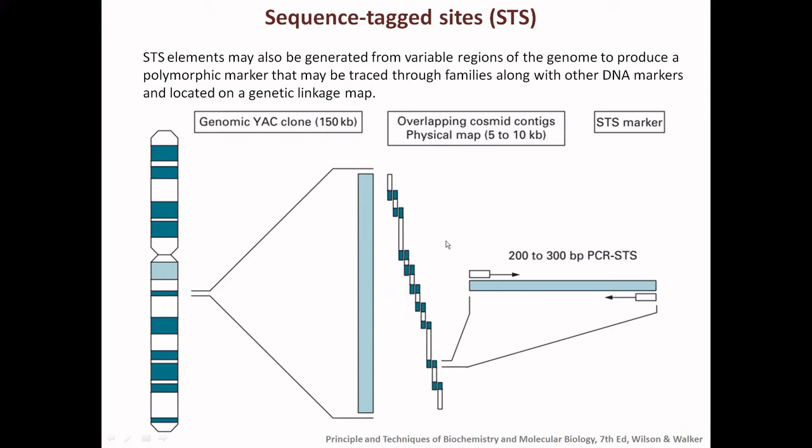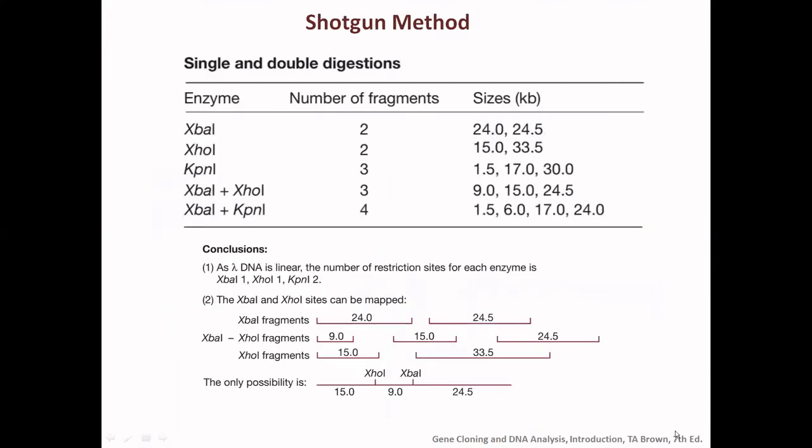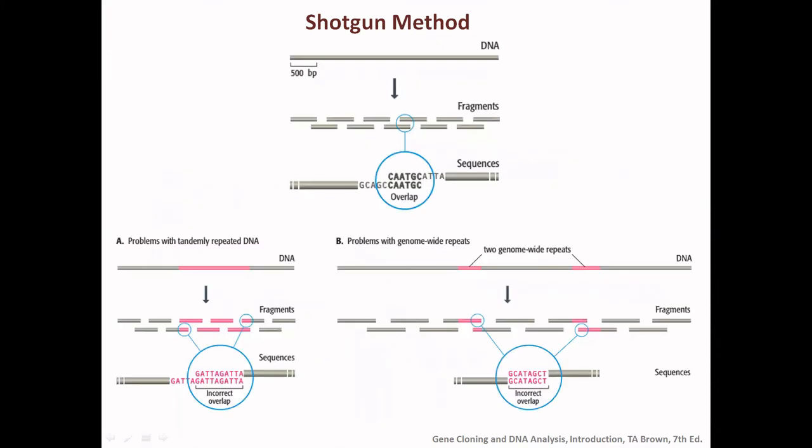Okay, so this is the chromosome. As we have seen, in genomics the chromosome library is stratified into overlapping cosmids of 5 to 10 kb, and by primer extension we sequence this area. This shows the single and double digestion by the enzymes, the number of fragments and their sizes. As the lambda DNA is linear, the number of restriction sites for each enzyme is determined, and like the restriction mapping we have done, we have sequenced it. So after the sequencing, the physical map is prepared.